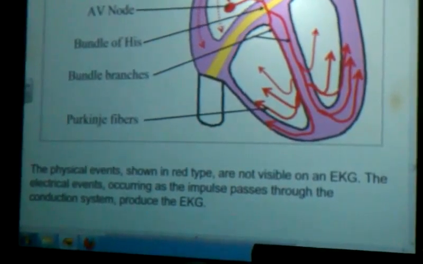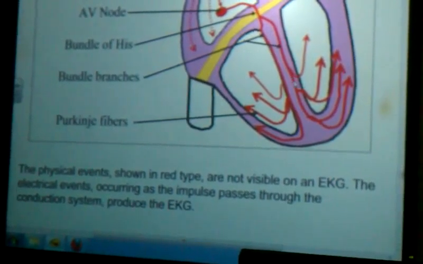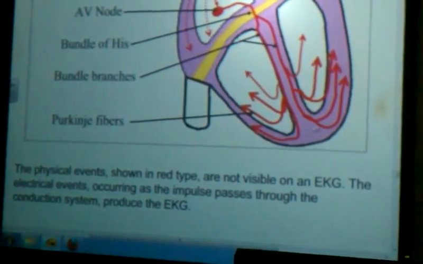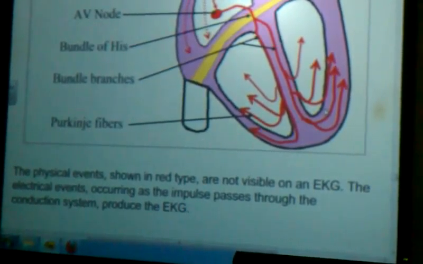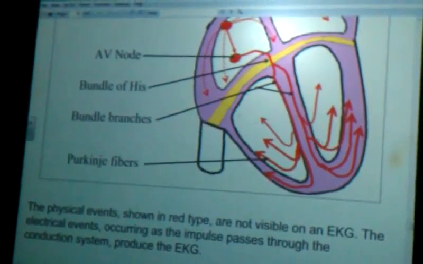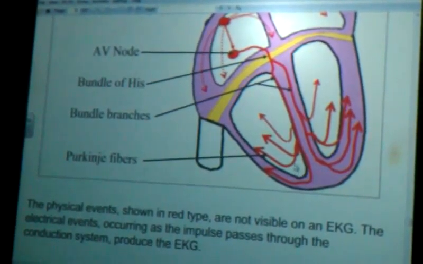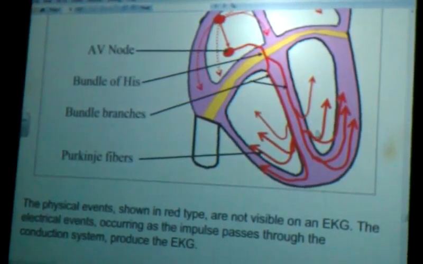the SA node to the AV node, to the bundle of His, to the right and left bundle branches, and into the ventricular myocardium through the Purkinje fibers. That's what the electrocardiogram is reading. It's not telling you when the atria are contracting or when the ventricles are contracting. It's not telling you that. It's just reading this electrical current.